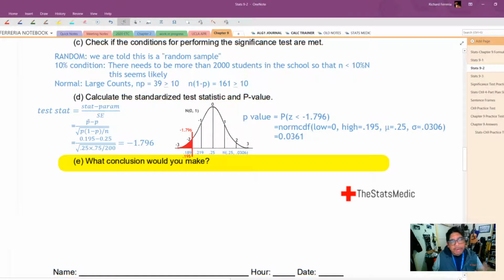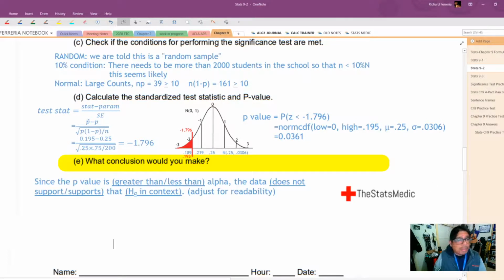Let's remember that we were testing this at the alpha level of 0.05. So 0.05 is definitely greater than our p-value, or maybe we should say our p-value, 0.03, is less than our alpha level, 0.05. So we should reject the null hypothesis, or we should support the alternative hypothesis.